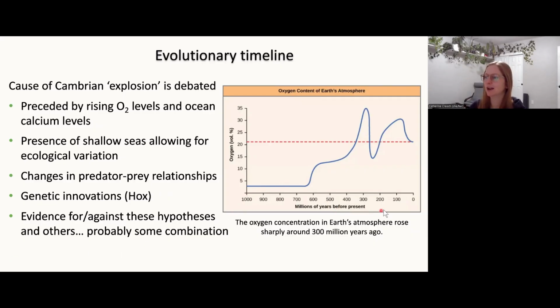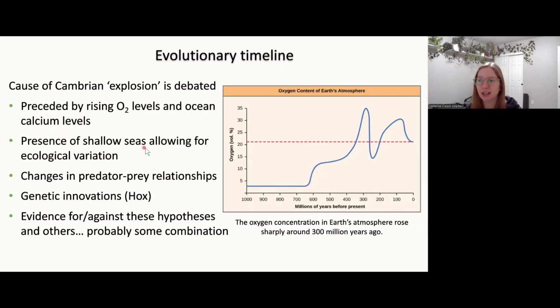So here on this graph, we have millions of years before present. So this is right now, and this is 1,000 million years ago. Oxygen levels were really consistent, and then they started to increase, followed by a spike. Who makes oxygen? That's going to be autotrophs that are doing photosynthesis. As this was happening, ocean calcium levels were also changing.